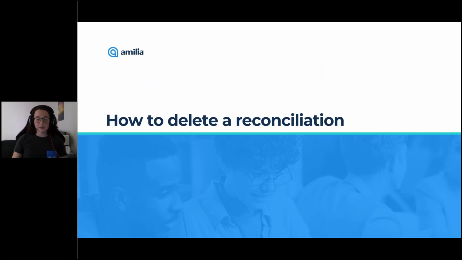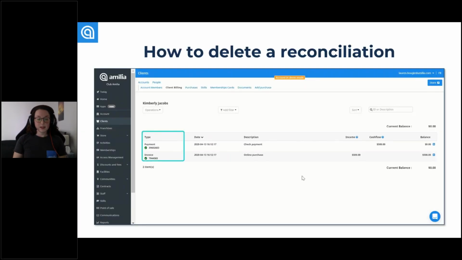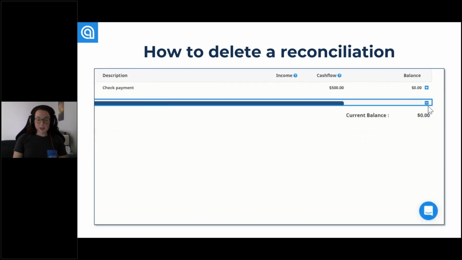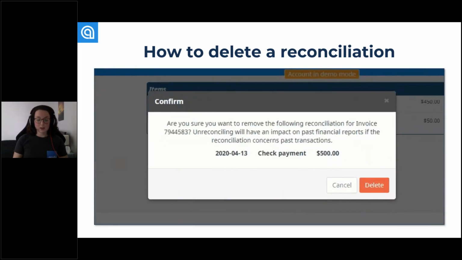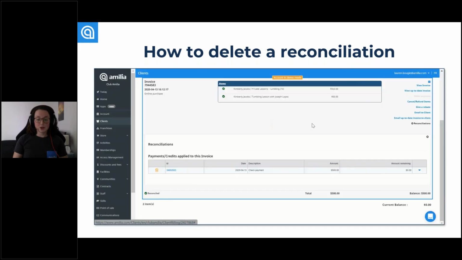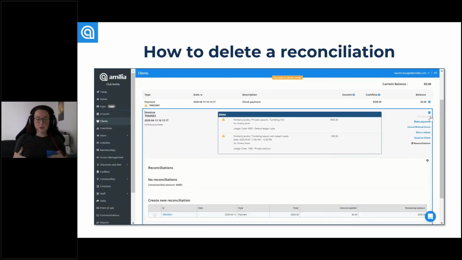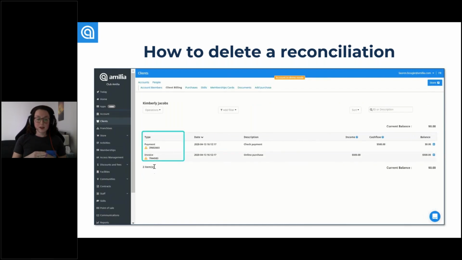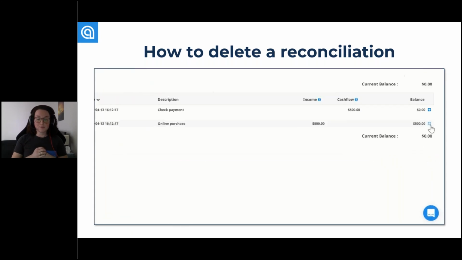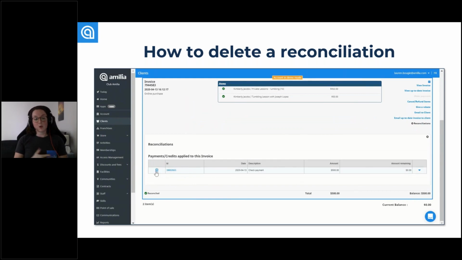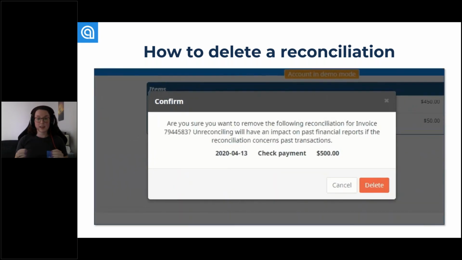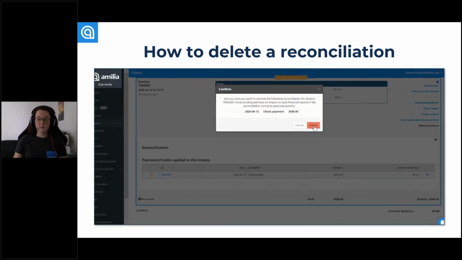So how to delete a reconciliation. If, say, we accidentally reconciled something and it wasn't the right transaction or whatnot, we can easily click on the little trash can. It'll ask you if you're sure, and delete. This will just break the link between these two transactions. If ever deleting the reconciliation was a mistake, then you can re-reconcile those, no problem. So not to worry about that. This will not cancel any payments or transactions. This is simply breaking that link between these two transactions.